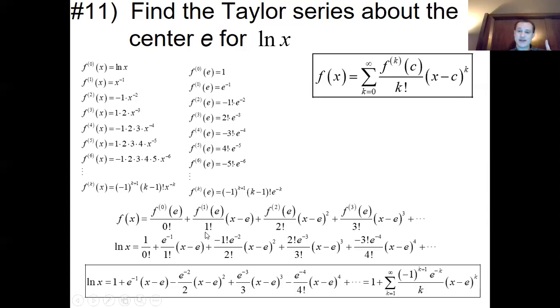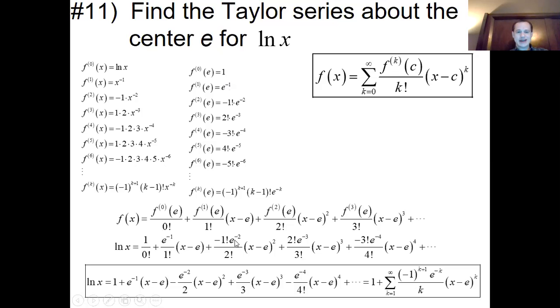Well, let's start plugging in things we have in our pattern and see what's going on here. First of all, the function is natural log of x, right? What's the 0th derivative at e? We said it was 1, so it's going to start off with a 1 over 0 factorial. The first derivative at e was what? Just e to the negative first, correct? So e to the negative first over 1 factorial times x minus e to the first.